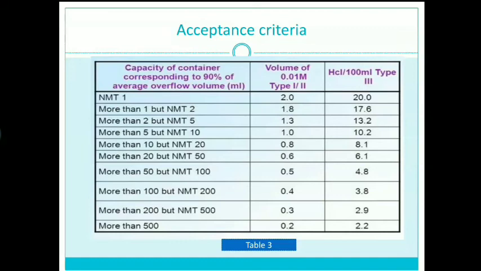And here the acceptance criteria is given for the result. If the capacity of a container corresponds to 19% of the average overflow volume mentioned here, and the volume of 0.01 molar HCl per 100 ml, then for type 1 and 2 and type 3, the ranges are given here. This acceptance criteria is also mentioned in the Indian Pharmacopoeia. So you can use this acceptance criteria for the result or for the observation.